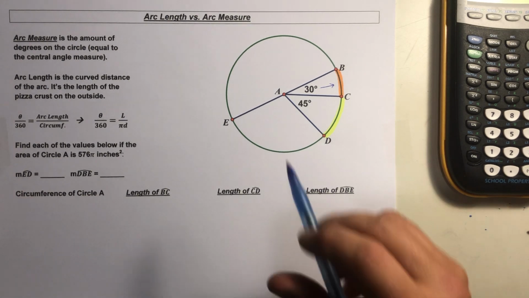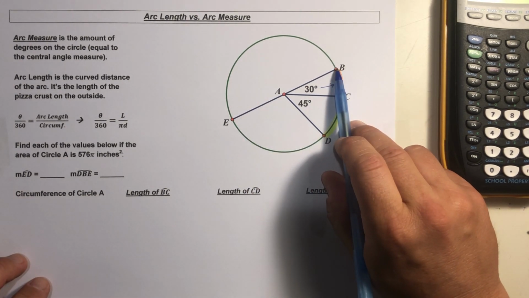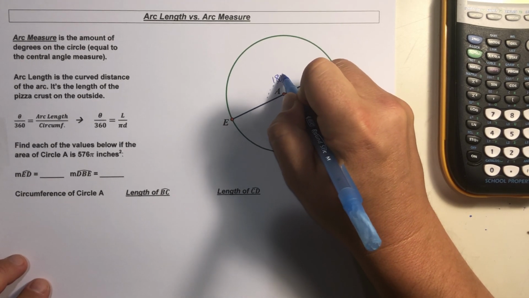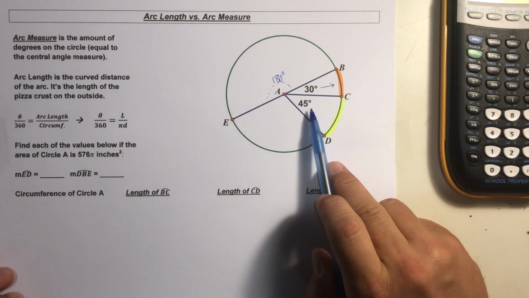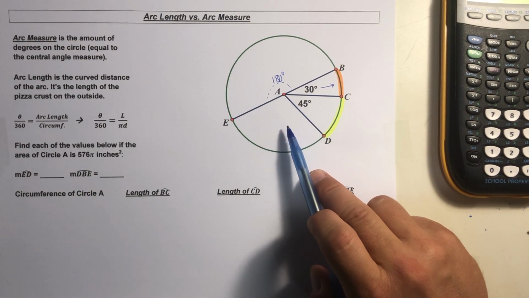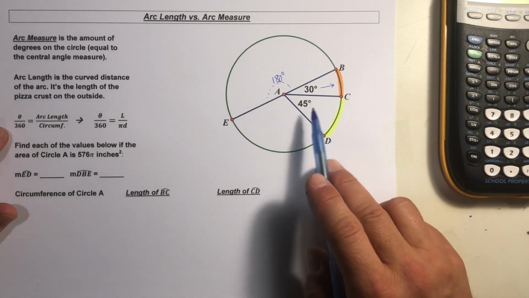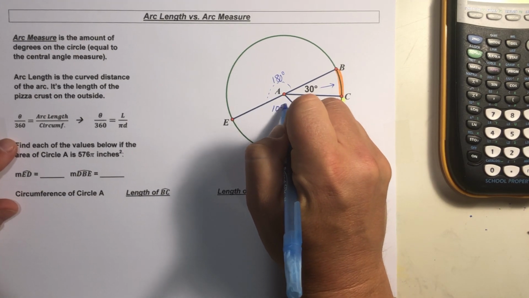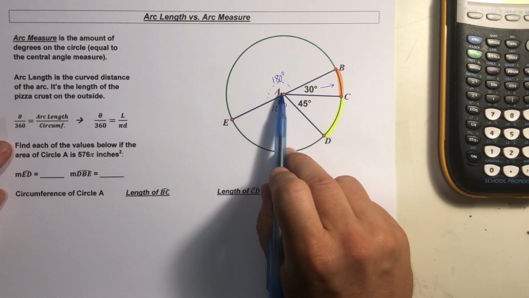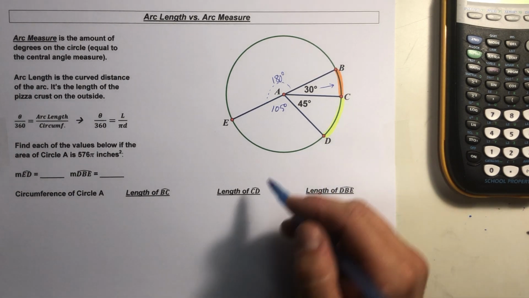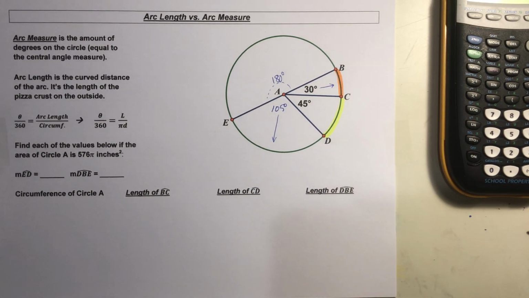So while we're at it, if EB is a diameter, then we know that this whole angle here is 180 degrees. Okay? Likewise, these three angles together are also 180 degrees. So 30 plus 45, that's 75 degrees. That's going to leave 105 degrees over here for the measure of angle EAD. What arc has a measure of 105 degrees? Arc ED. Alrighty? So we have all of our angle measures labeled. Now that means we also know all of our arc measures.